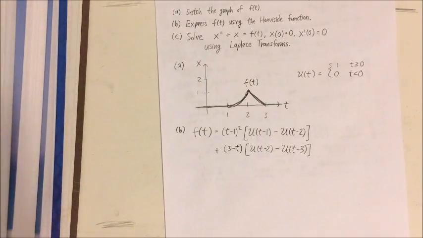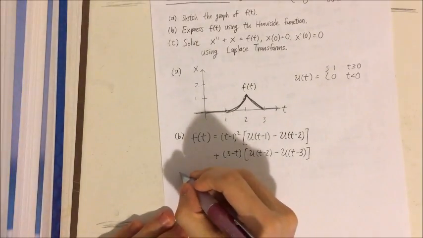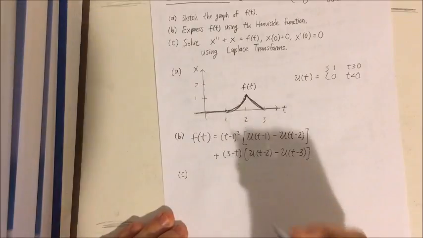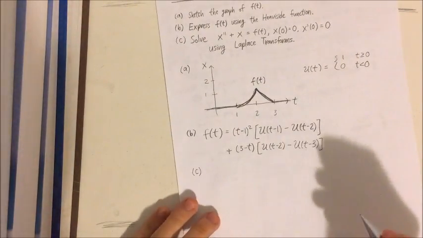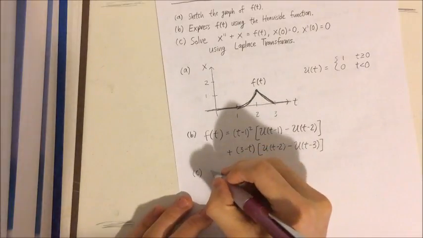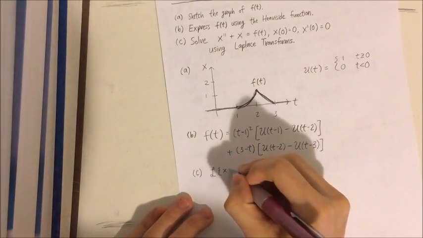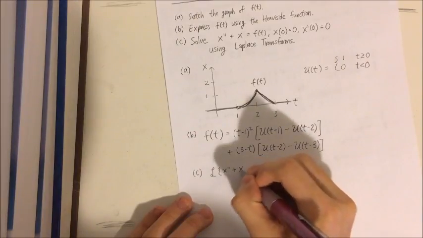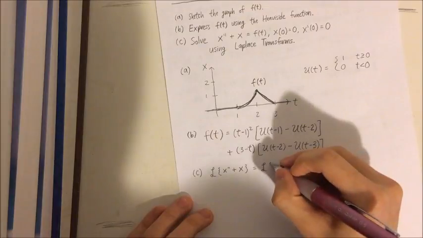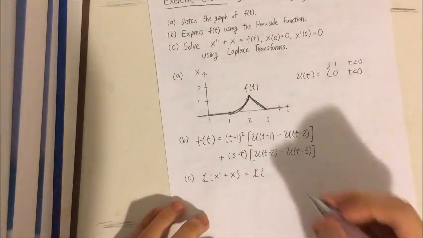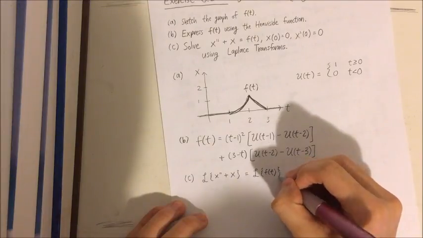So now let's move over to part C. This might take a while, so let's work it out. Let's first take the Laplace transform of both sides. The Laplace transform of x double prime plus x is equal to the Laplace transform of this huge thing over here, f of t.